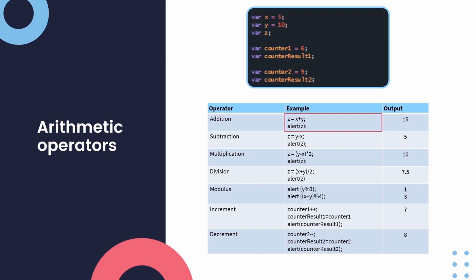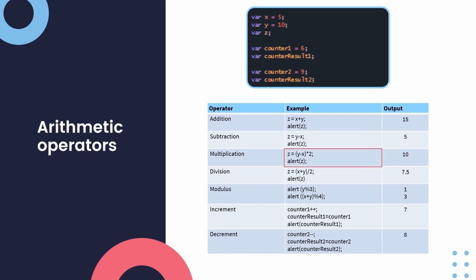And then we alert that result, which is z, and our output is 15. Now, if we move over to subtraction, we are pretty much doing more or less the same thing, where z is still currently undefined. And what we are saying is y, which is equal to 10 minus x, and we alert the result as z, which gives us a value of 5.